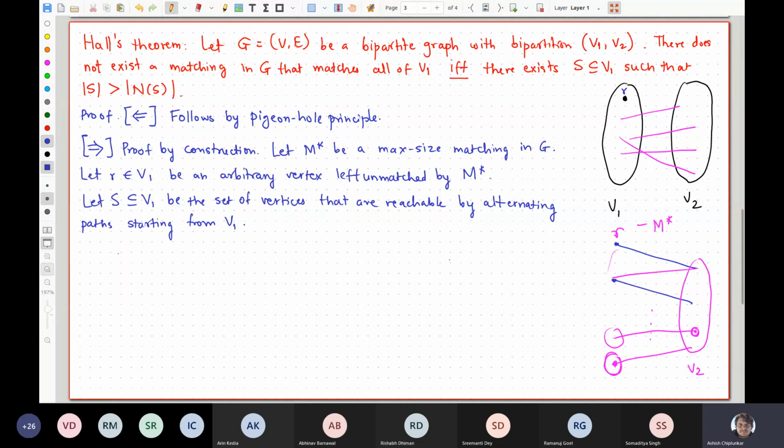Okay. So now what is the neighborhood of S? Let's try to understand the neighborhood of S. I want to claim that the neighborhood of S is the set of all V in V2 such that there exists an alternating path from R to V. I'm applying the same condition except that now I'm applying it to V2, and I claim that out of this I'll precisely get the neighborhood of S.